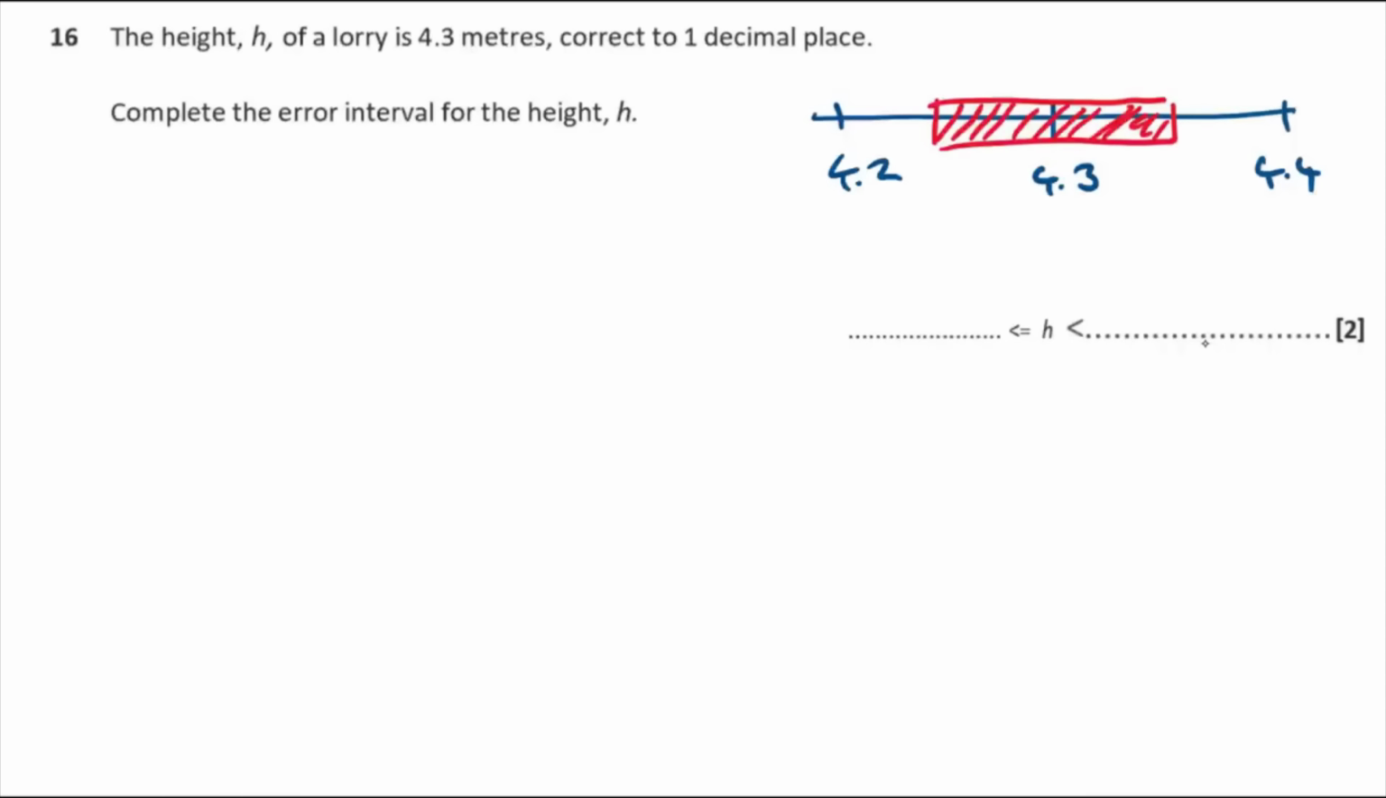Okay? But what number is halfway between 4.2 and 4.3? It's 4.25. If you're not sure, you can just add the two numbers together and divide by 2, and that would tell you on your calculator. And the other one is going to be 4.35. That's halfway between 4.3 and 4.4, isn't it? Okay, so my lower bound is going to be 4.25 and my upper bound is going to be 4.35. So any numbers between 4.25 and 4.35 round off to 4.3 to one decimal place.